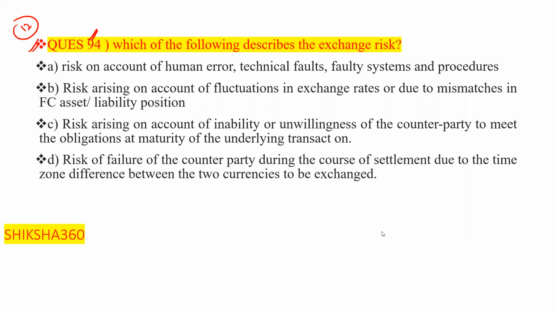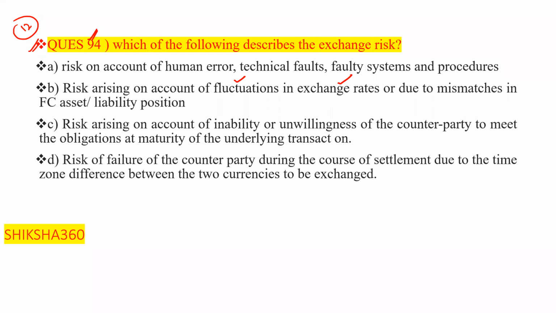Which of the following describes the exchange risk? The first option is risk on account of human error, technical faults, faulty systems and procedures. The second is risk arising on account of fluctuations in exchange rates or due to mismatches in the FC asset or liability position. The third is risk arising on account of inability or unwillingness of the counterparty to meet the obligations at maturity of the underlying transaction.